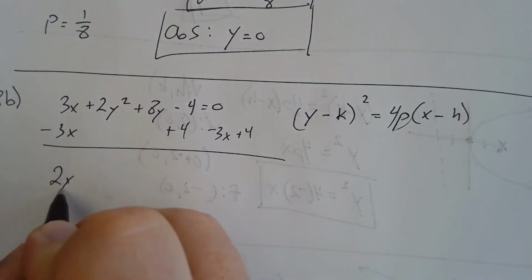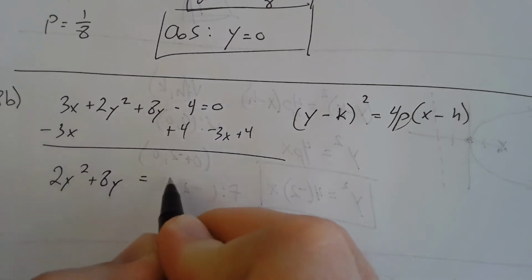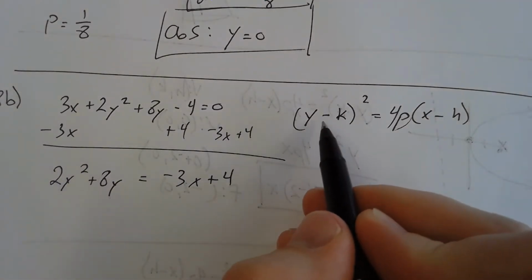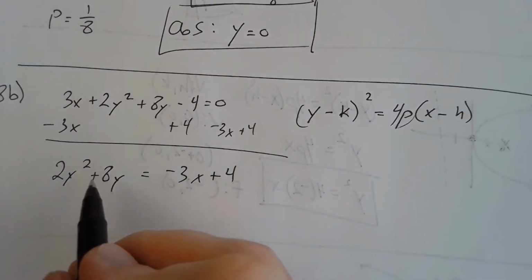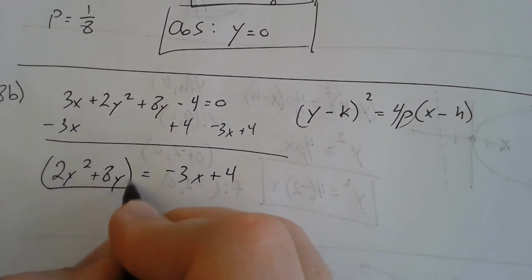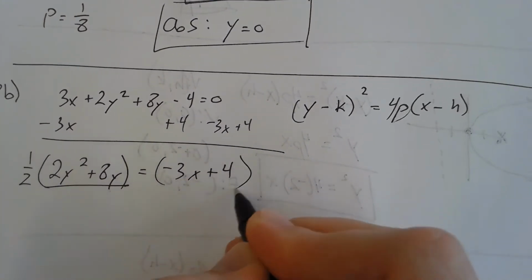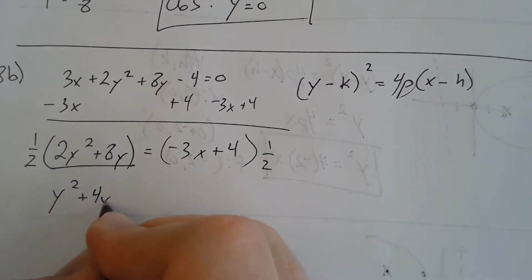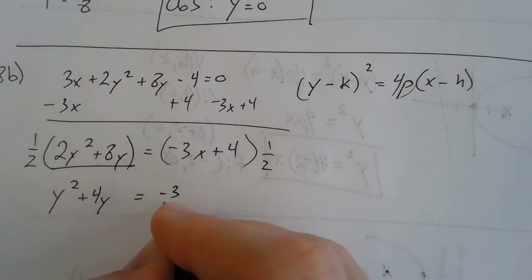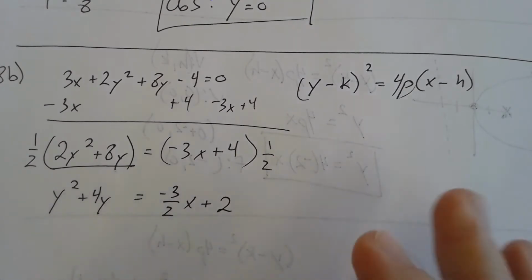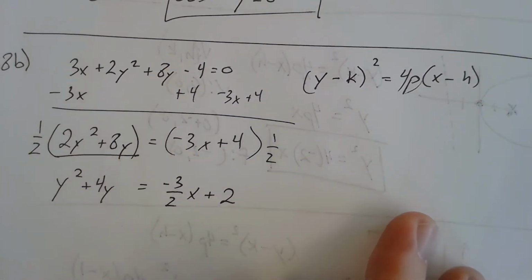And with all my y terms being on one side, I should then be able to find a way to make this whole thing y minus a number squared, which, if you recall, I'll divide everything by 2 here, or more appropriately, I'll multiply everything in here by 1/2, and therefore multiplying everything over here by 1/2. This will allow me to have y squared plus 4y equals 2. I'll distribute this through to get negative 3/2 x plus 2, and this will probably come back later, but I'll deal with that when I get to it.